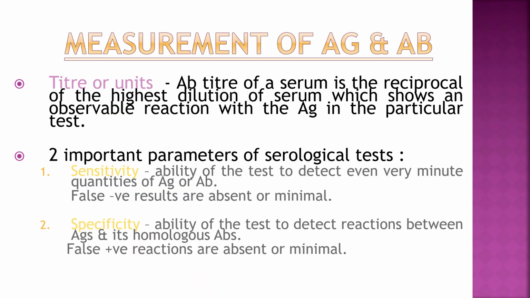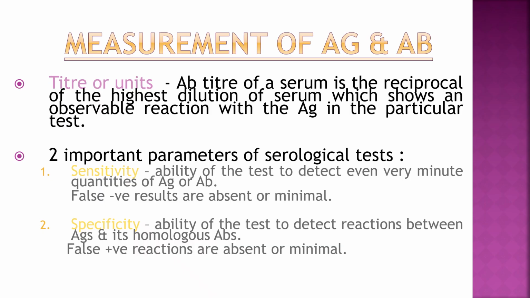Measurement of antigen and antibody titer or units. So antibody titer of a serum is the reciprocal of the highest dilution of serum, which shows an observable reaction with the antigen in the particular test. The important parameters are sensitivity and specificity.